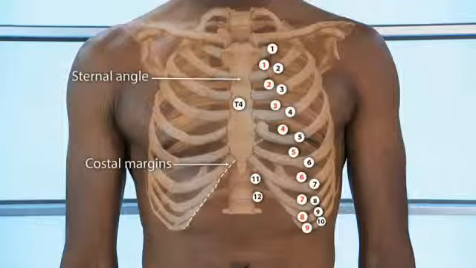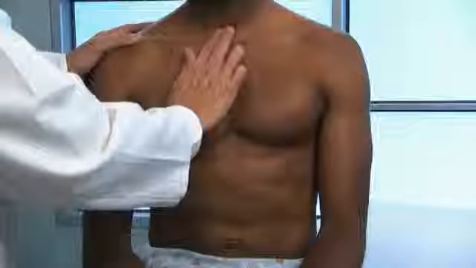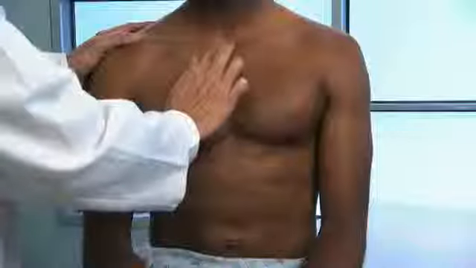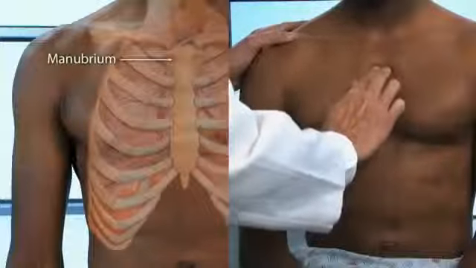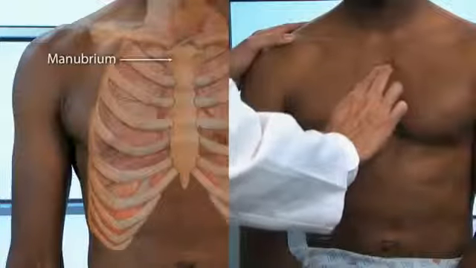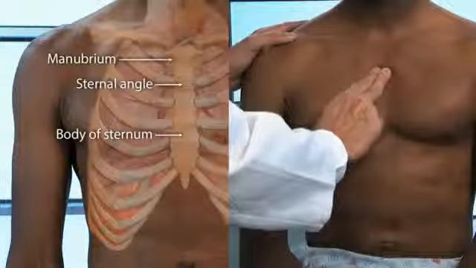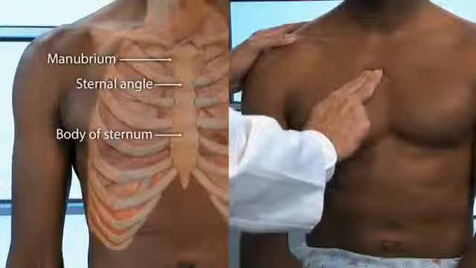Anteriorly, begin by identifying the sternal angle. To find the sternal angle, place your finger in the hollow curve of the suprasternal notch and slide your fingers downward about 5 centimeters until you feel the bony ridge that joins the manubrium to the body of the sternum. This is the sternal angle.